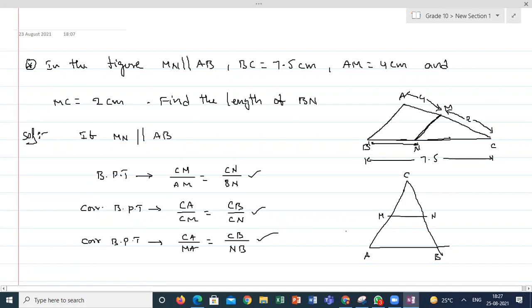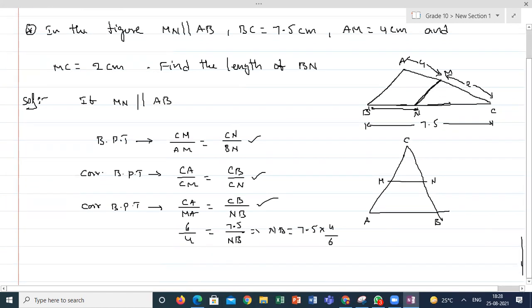What is my CA value? The CA value is 6. MA value is 4. CB value is 7.5 and NB value I don't know. From here, NB will be equal to 7.5 into 4 by 6. Let me know what answer you are getting. 2 2s, 2 3s, 3 2.5s. So I got NB is equal to 5. This is one method, the easiest shortcut.